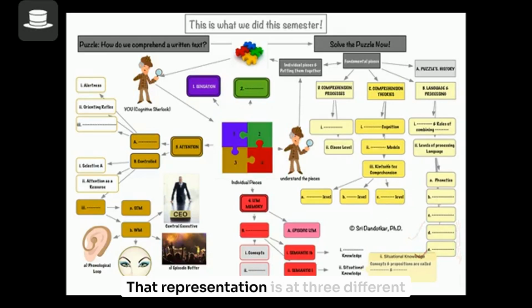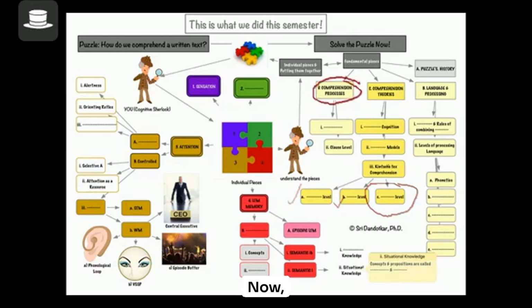That representation is at three different levels. One is the surface form, which has the representation of the exact wording and meaning. Text-based has only the representation of meaning. And the last one is the situation model, which has a representation of the most important meaningful events plus the inferences. This is lost immediately. This is lost after some time, but this is what is retained for a longer time.